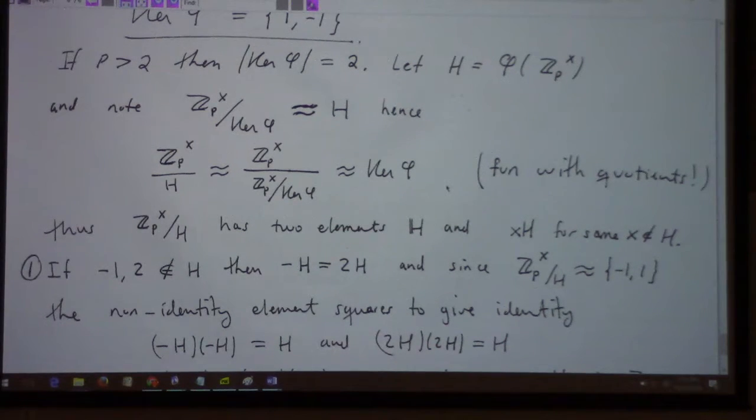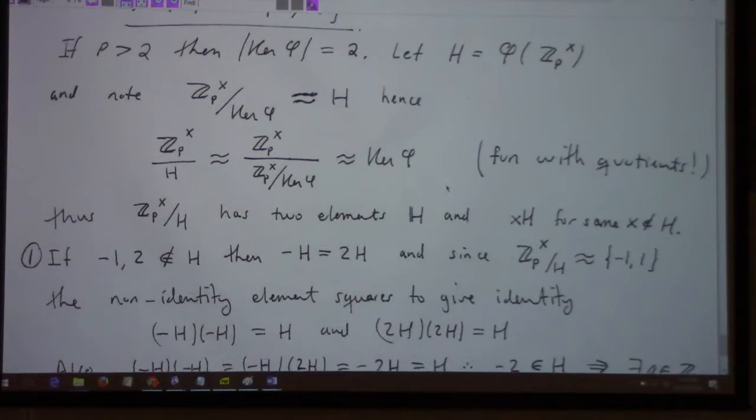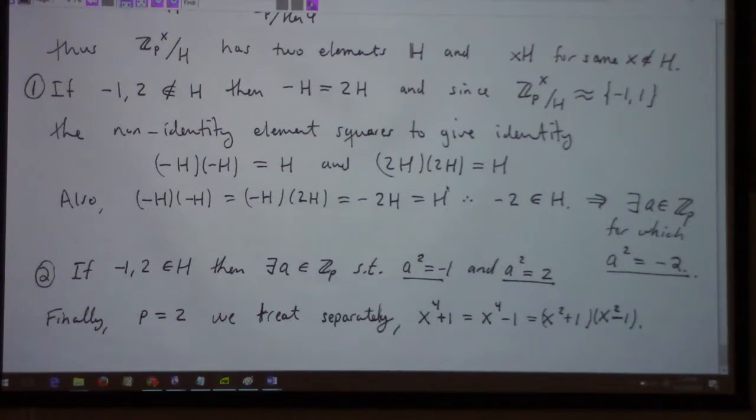And what does that mean? Well, that means that -H times -H is equal to -H times 2H, right? But that's equal to -2H, which is equal to H. Oh, so -2 is in H. Aha, so if -1 and 2 are not in H, that forces -2 to be in H. But remember that to be in H means that there exists an a for which a squared is equal to -2.